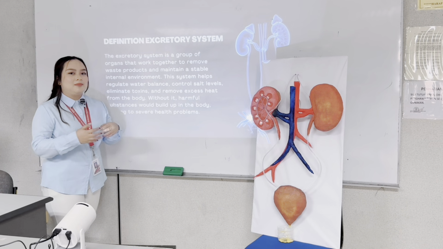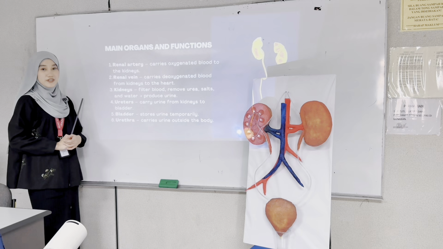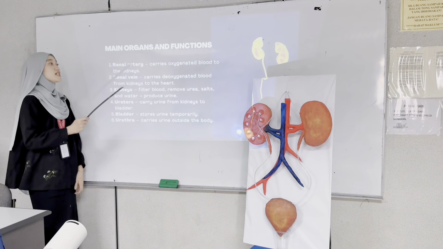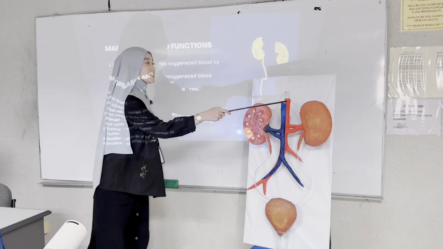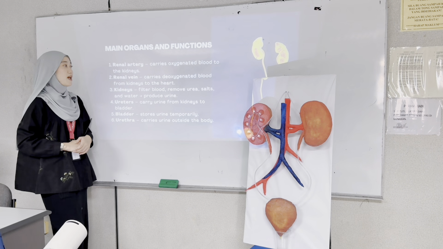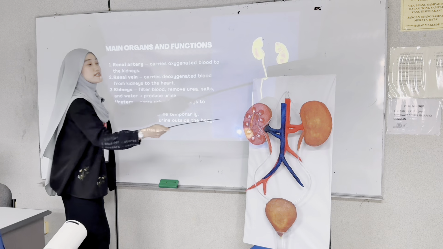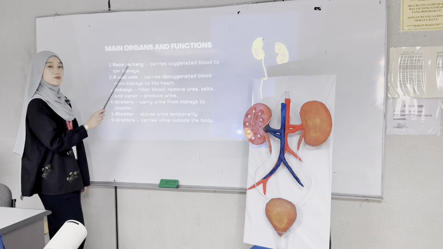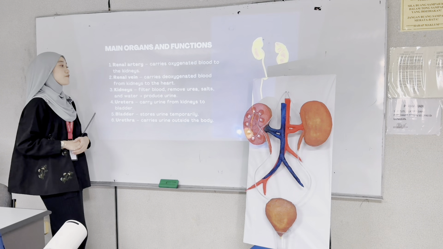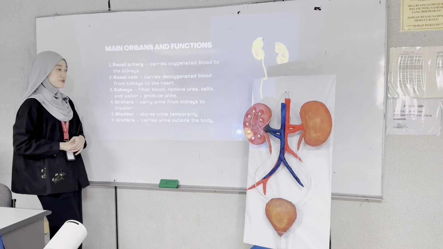On this slide, we can see the main organs of the urinary system and their functions. The first one, we can see the renal artery, which is the red one, carries oxygenated blood to the kidneys. Second, we can see the renal vein, which is the blue one, carries the deoxygenated blood from the kidneys to the heart. So, the kidneys filter blood, remove urea, salt, and water, and produce urine.